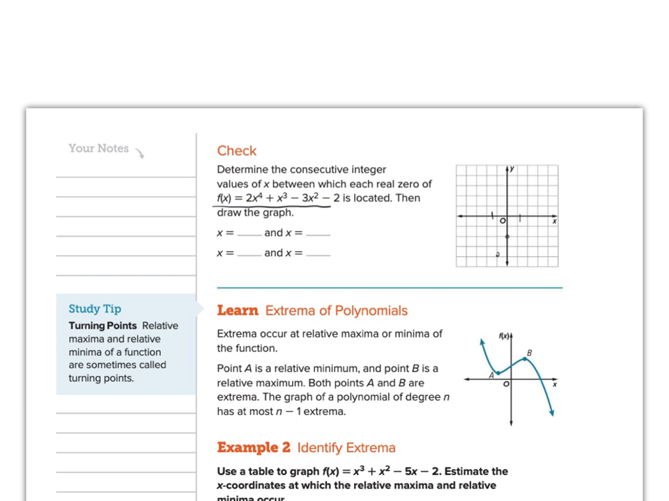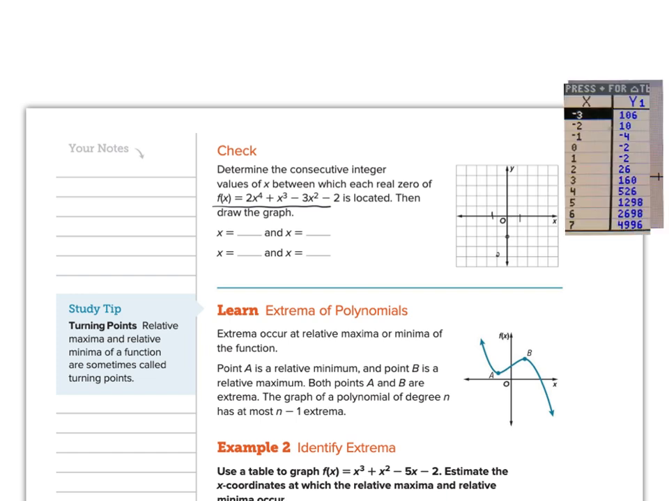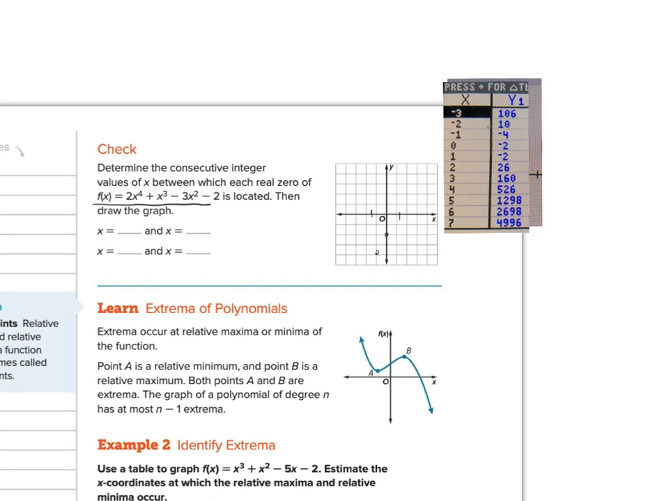So some of the key things I can see: when I look at the table information, I can see where my y values change. Right here, in between -2 and -1, my y values change from positive to negative. And then again, between 1 and 2, I went from a negative to a positive. So I know that I have 2 zeros there.